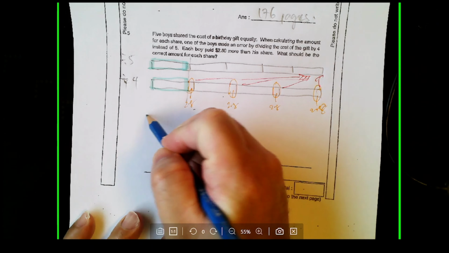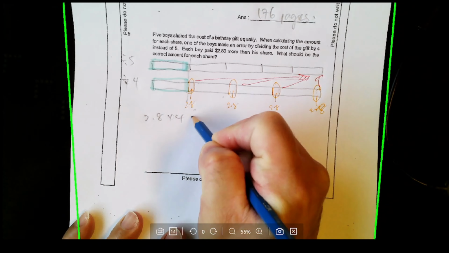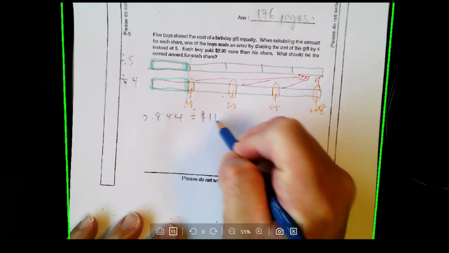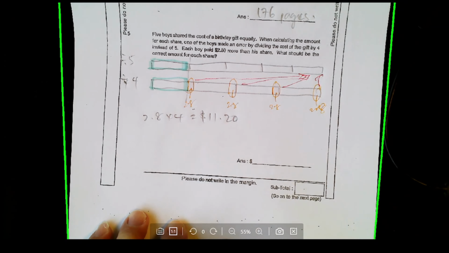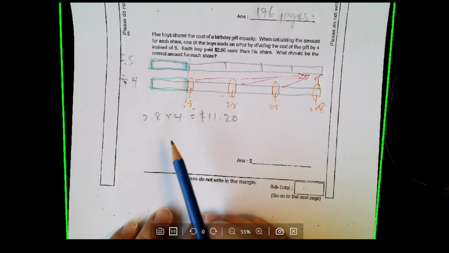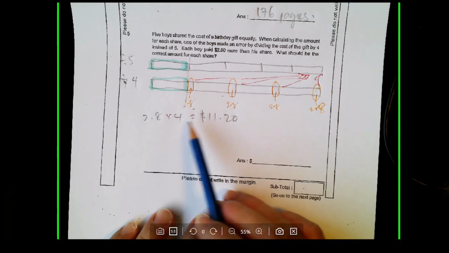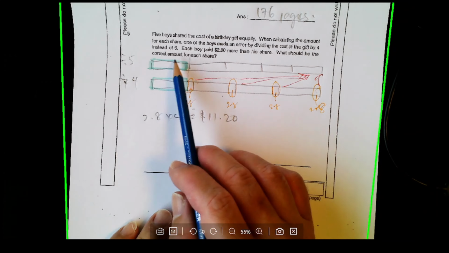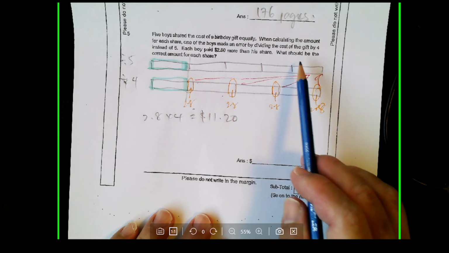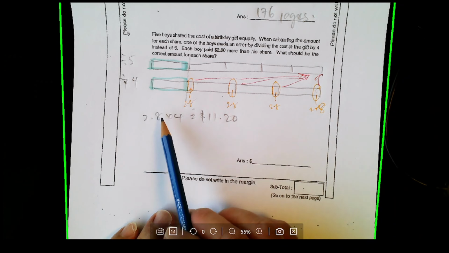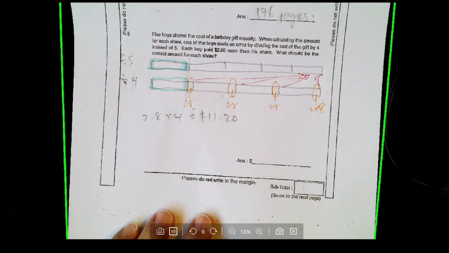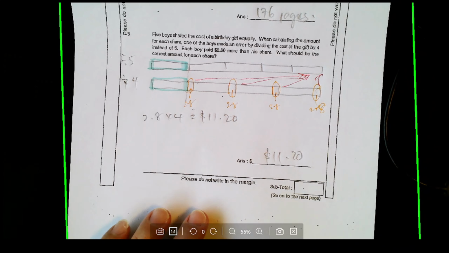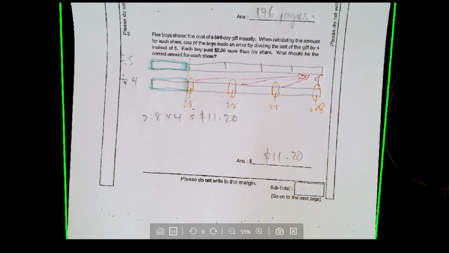So 2.8 times 4 equals 11.20. Use your calculator. 2.8 times 4 equals 11.20. So what should the correct amount for each share be? The correct amount should be 1 square. So you found already 2.8 times 4, $11.20.